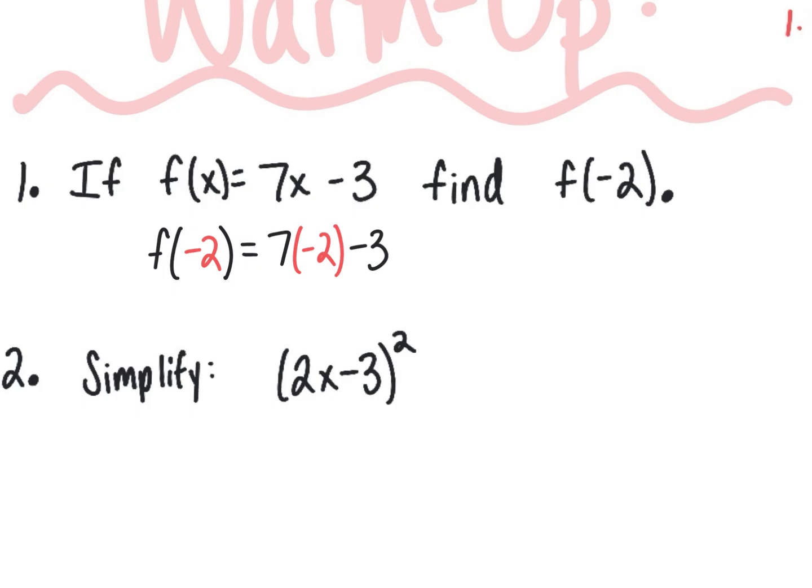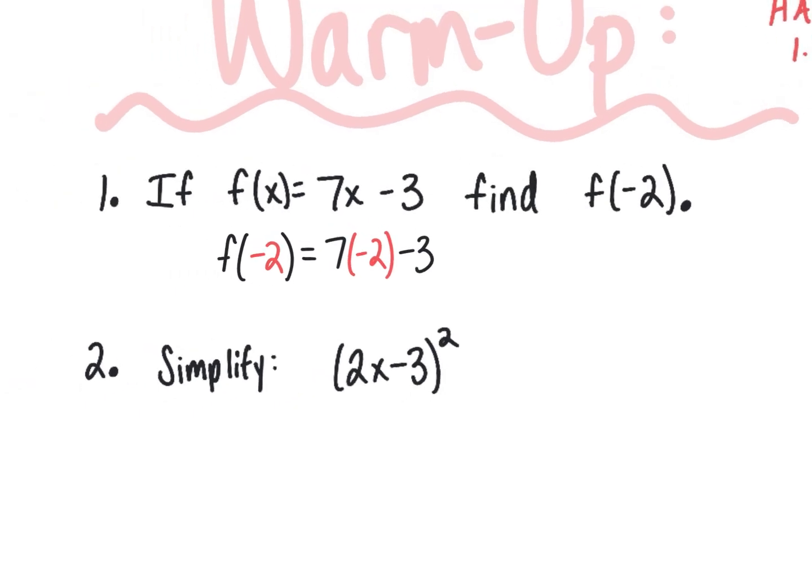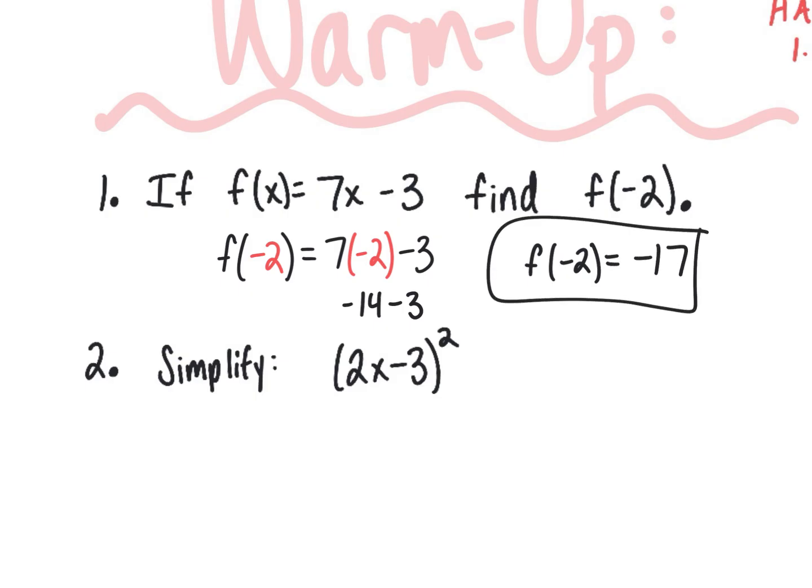Yes, Ava? Multiply 7 by negative 2. Yep. And then subtract by 3. Good, okay? And what is 7 times negative 2? Negative 14. And this gives me negative 17. So you're telling me that f of negative 2 equals negative 17, and that would be my answer, right? Yes. Okay. Any questions on that? Are we all okay with that?